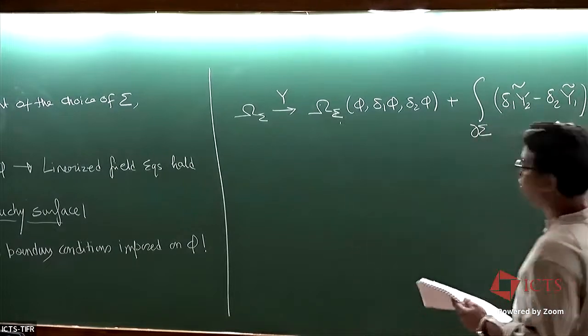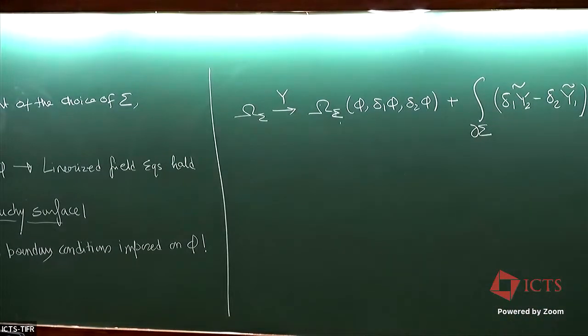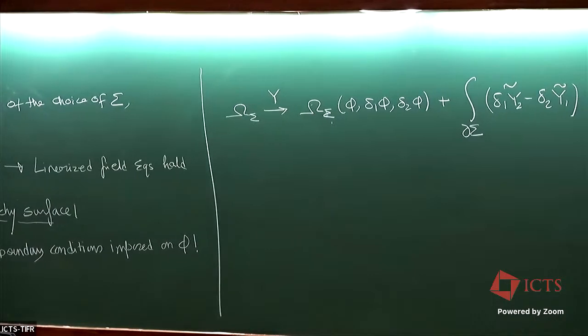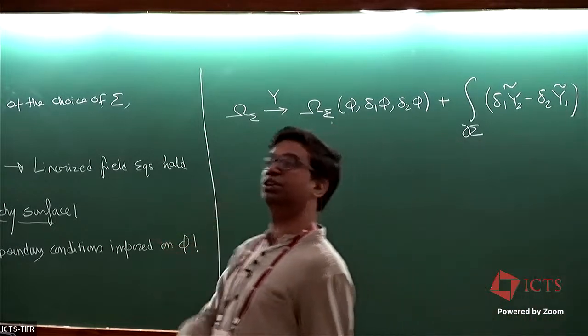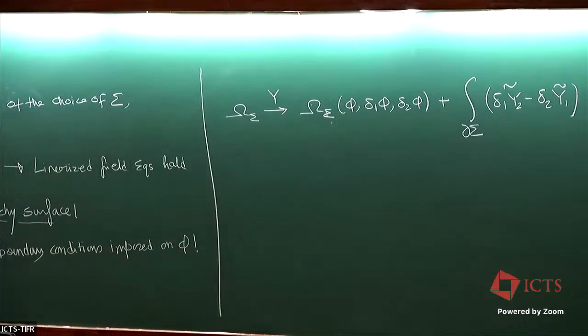I urge you to look at the discussion in the Wald and Iyer paper, Some Properties of the Noether Charge, where they discuss how to put appropriate boundary conditions, asymptotically flat, to get rid of this term. In fact, they give you the particular fall-off conditions required to get rid of this term.